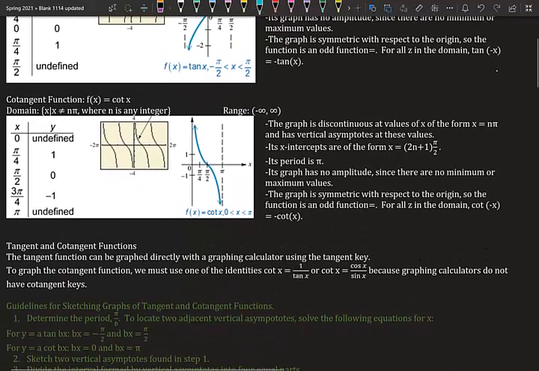All right, cotangent. So f of x equals cotangent x. Your domain is x such that x cannot equal n times pi. Your range is all real numbers. The graph is discontinuous. Its x-intercepts are of the form x equals (2n plus 1) times pi over 2. Its period is pi. There's no amplitude, and it is symmetric with respect to the origin.